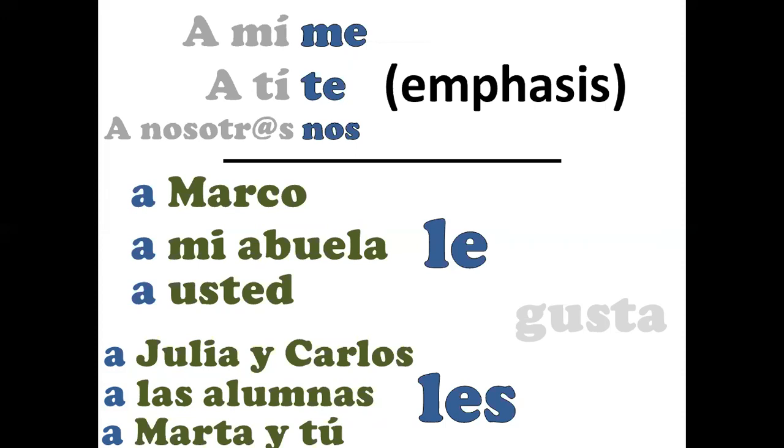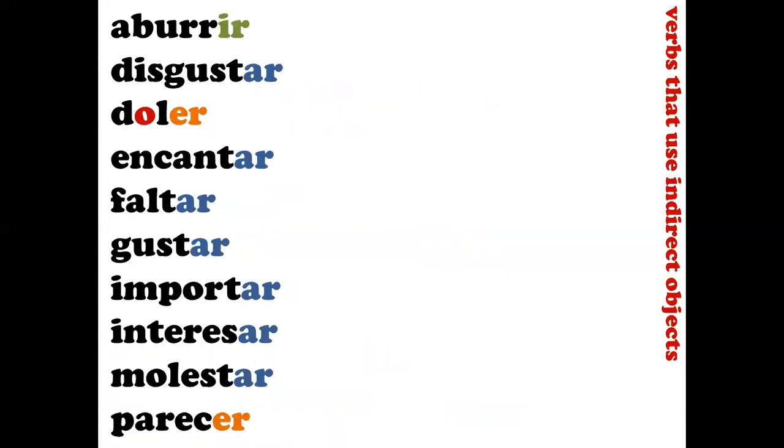Everything below the line is something that's probably going to be necessary if you're talking about a specific person. A Marco le gusta. A mi abuela le gusta. A usted le gusta. A Julio y Carlos les gusta. A las alumnas les gusta. Y a Marta y tú les gusta.